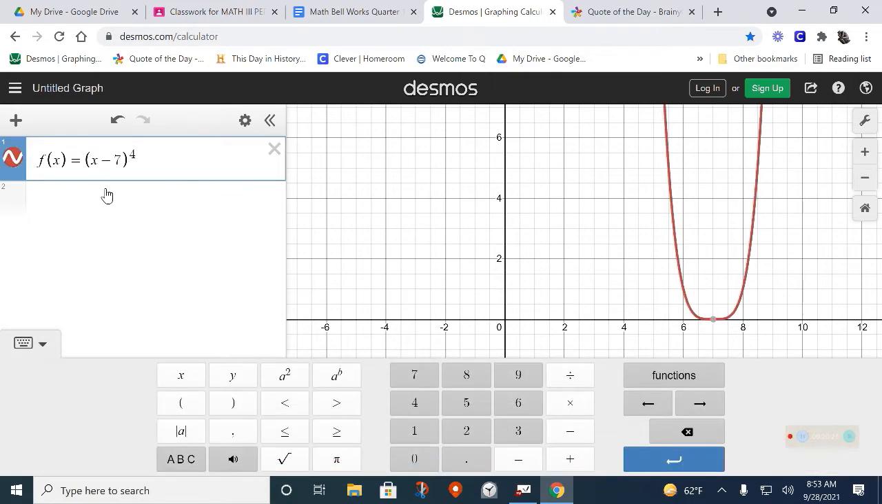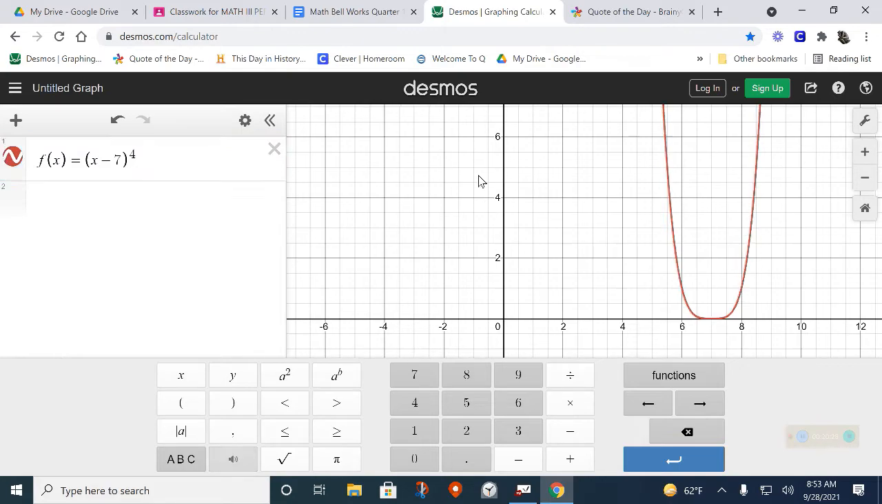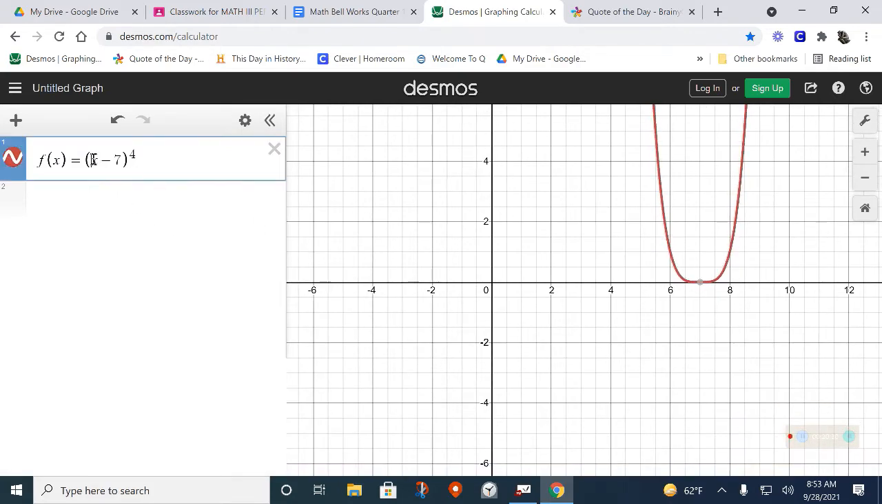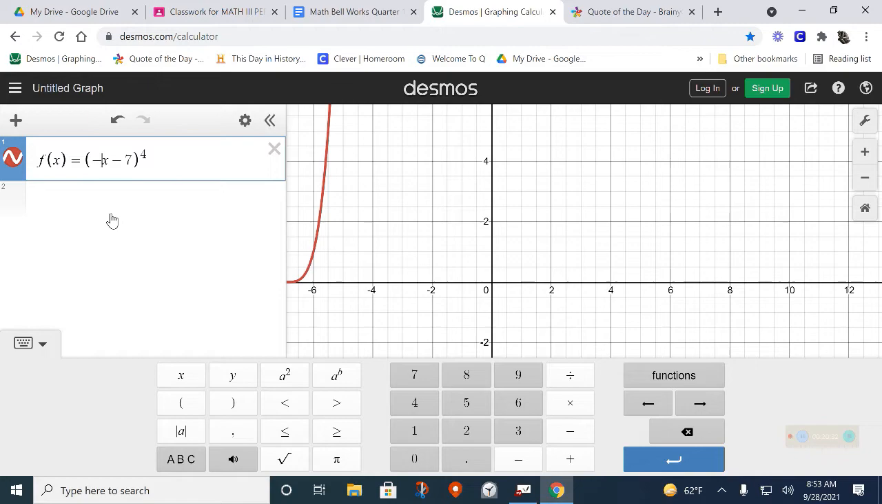If I put a negative in front of the x, tell me what axis it reflects over. Watch this. So what did it reflect over? A negative just in front of the x. It's reflecting over what axis? Y. The y-axis. Notice that. Okay? Just in front of the x.